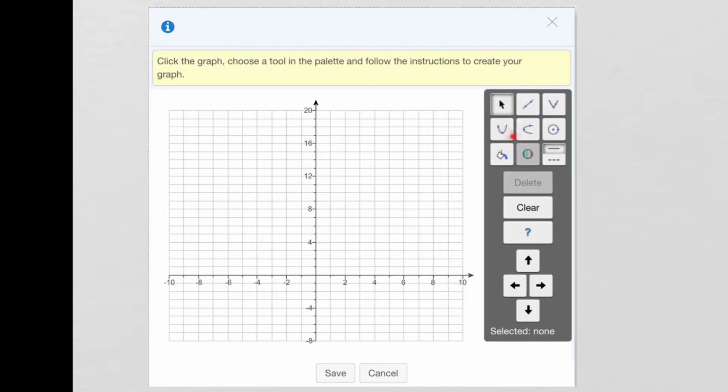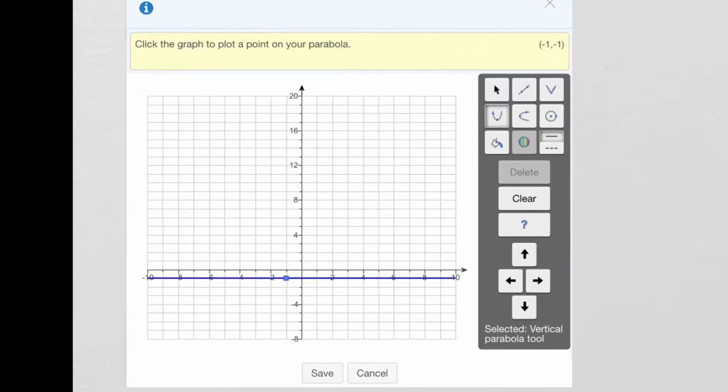So we're going to choose this parabola icon here, and you click on that, and then you'll click on your graph in order to place your parabola here. And this is where we use the vertex. So let's take a look. Okay, so I have selected my parabola tool, and I have placed my parabola, kind of, on the graph.